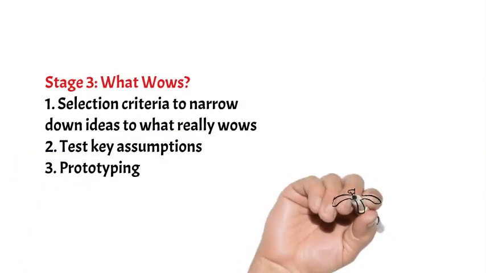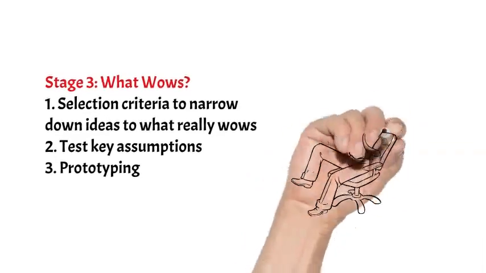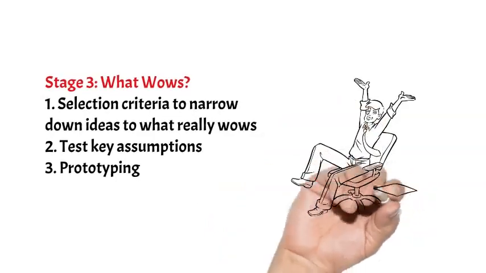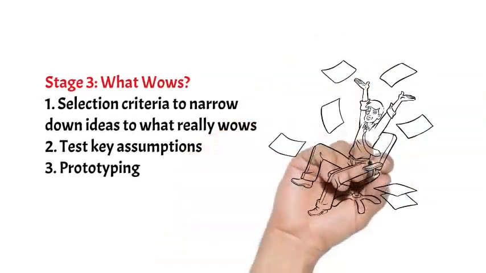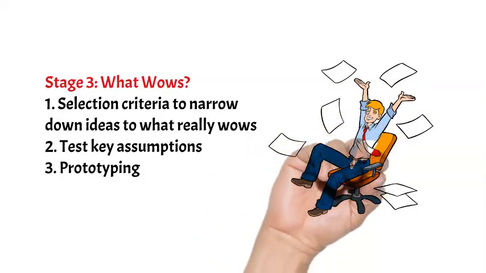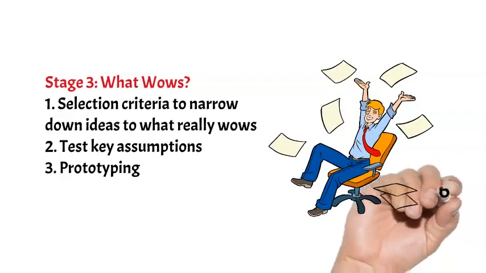To do that, we need to define a set of selection criteria from both personas' perspectives. We need to test our key assumptions to ensure that they are valid, and we need to build several prototype versions to select the best prototype. The concept of prototyping early is that if we were to fail, we want to fail quickly and cheaply.